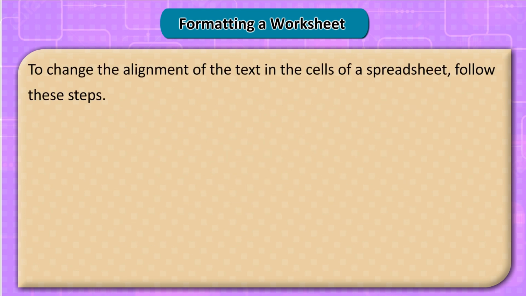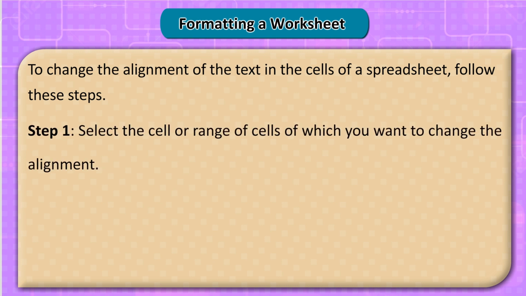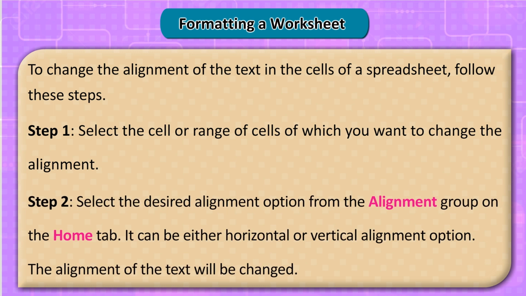To change the alignment of the text in the cells of a spreadsheet, follow these steps. Step 1. Select the cell or range of cells of which you want to change the alignment. Step 2. Select the desired alignment option from the Alignment group on the Home tab. It can be either horizontal or vertical alignment option. The alignment of the text will be changed.